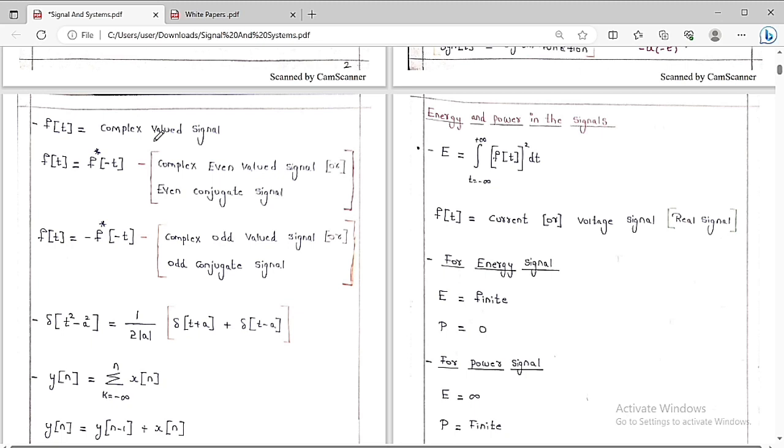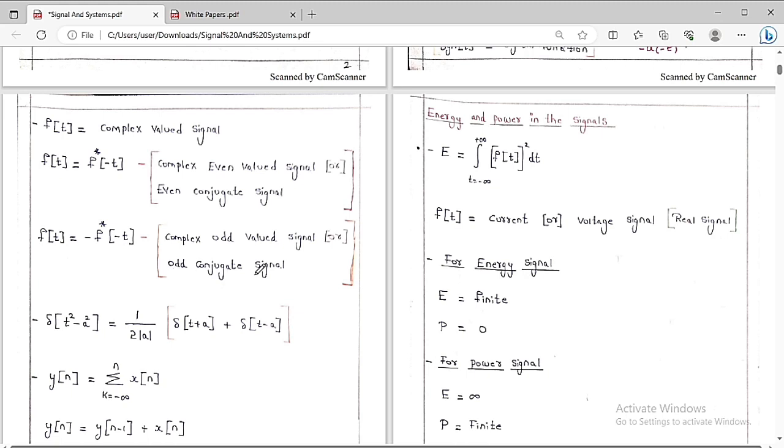If f of t is a complex valued signal, and f of t is equal to f conjugate of minus t, then it is called the complex even valued signal or even conjugate signal. Listen carefully: if f of t is equal to f conjugate of minus t, then the signal is called the complex even valued signal or even conjugate signal. Suppose f of t is equal to minus of f of minus t whole conjugate, then it is called a complex odd valued signal or odd conjugate signal.